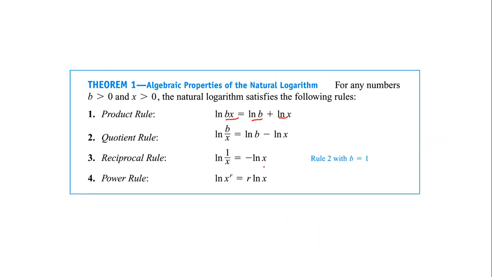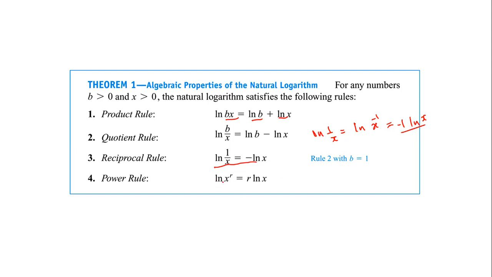Ln of 1 over x equals minus ln x. How do you prove this one? Ln of 1 over x is the same as ln of x to the minus 1, right? But ln of x to any value, you can take that value down. X to the power of -1, you can take -1 down, and then ln x, right? So -1 ln x is the answer, right?